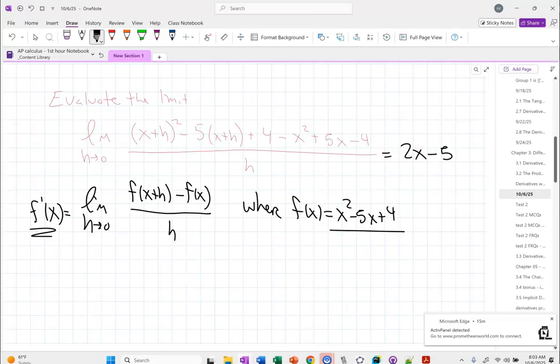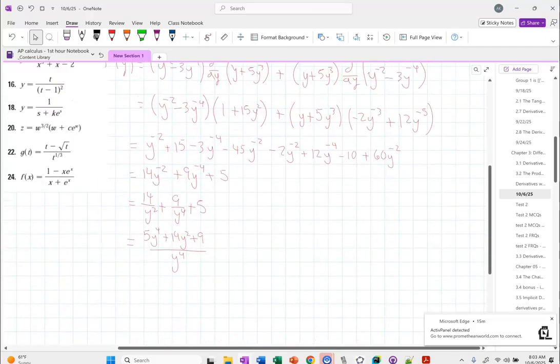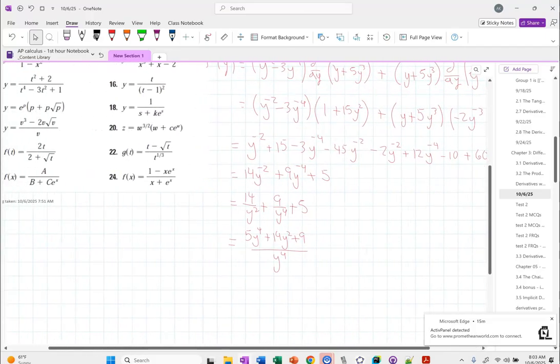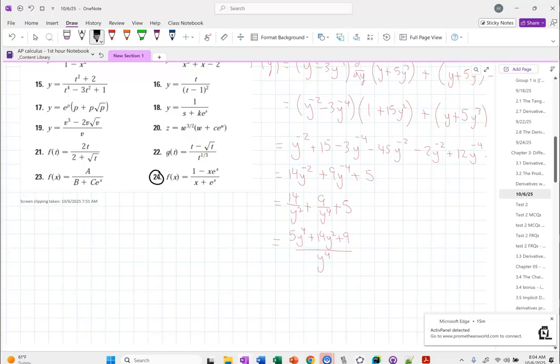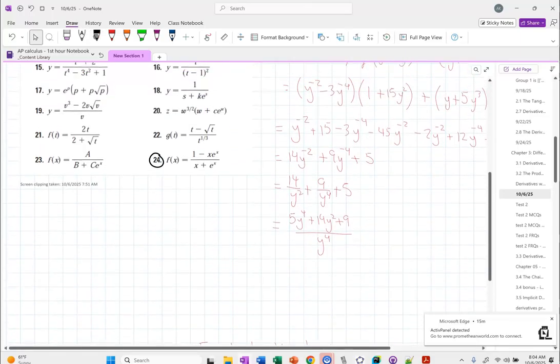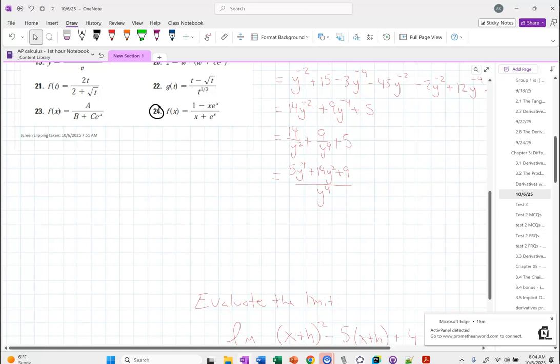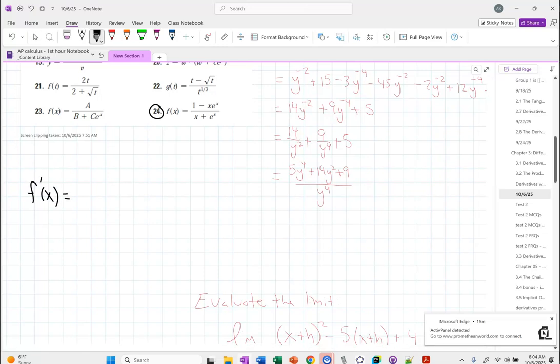Mr. Good, can you do one of the division ones? Quotient rule problems? Yeah. So like 24 or something? Yeah. Okay. So, what's the formula for the quotient rule? If we call the numerator u and the denominator b.